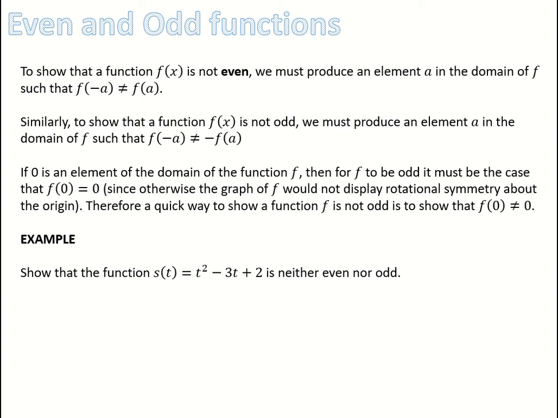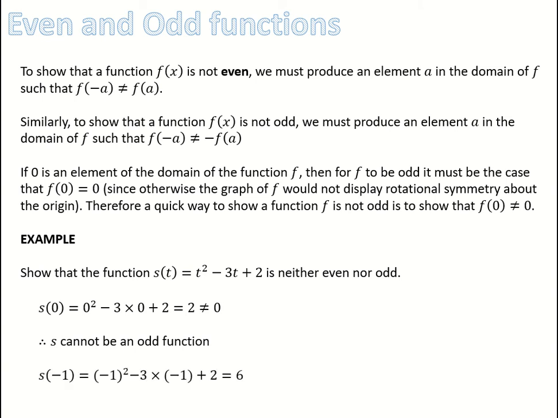So we're going to show that the function s of t equal to t squared minus 3t plus 2 is neither even nor odd. Basically just shoving a 0 into the function. S of 0 is equal to 0 squared minus 3 times 0 plus 2, which is equal to 2, which is not equal to 0. Therefore, s cannot be an odd function. So that's proving that it's not odd.